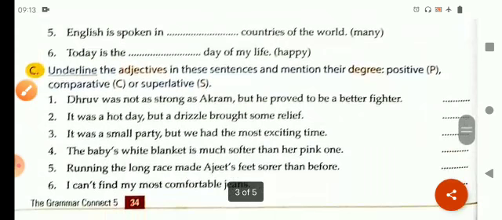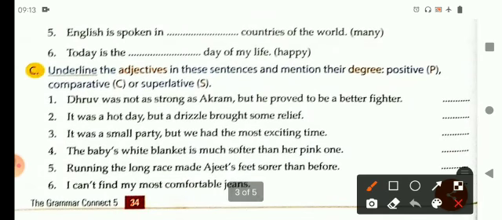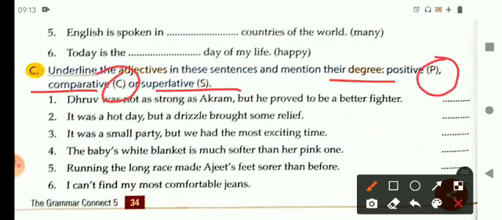Now come to the next one, that is you have to underline the adjectives in these sentences and mention their degrees. If positive, write P. If comparative, write C. And if superlative, write S. The first one is, Dhruv was not as strong as Akram, but he proved to be a better fighter. So in this sentence the word better is a comparative degree. So I am writing here comparative degree.